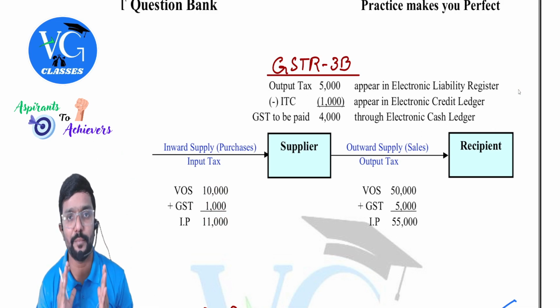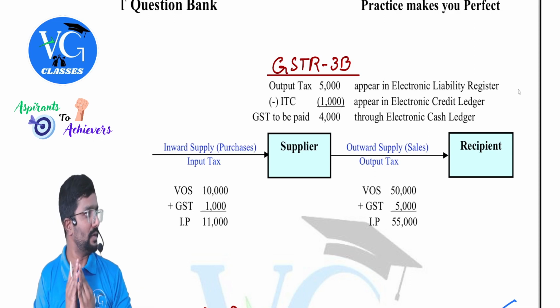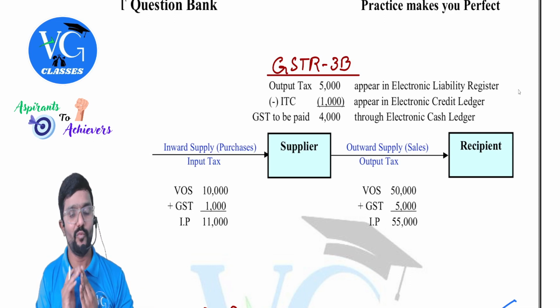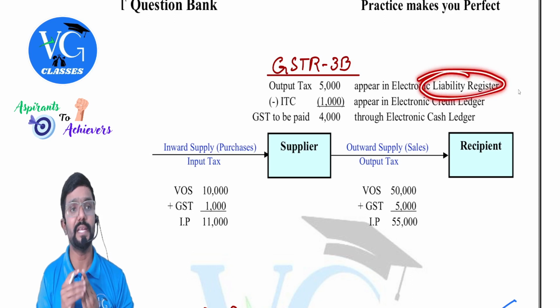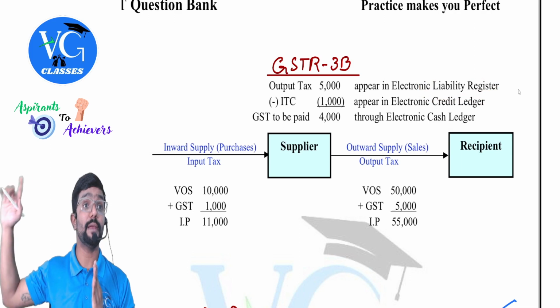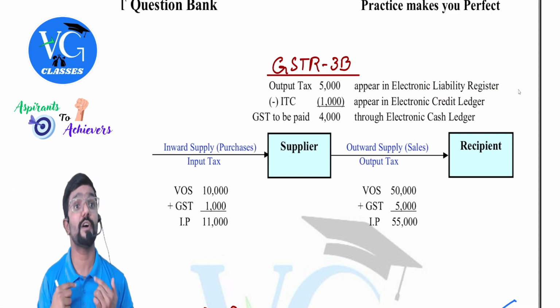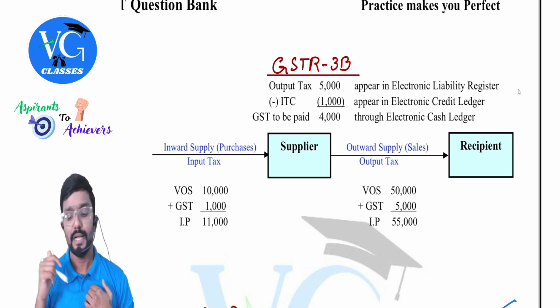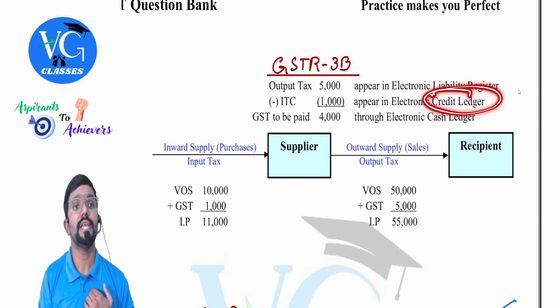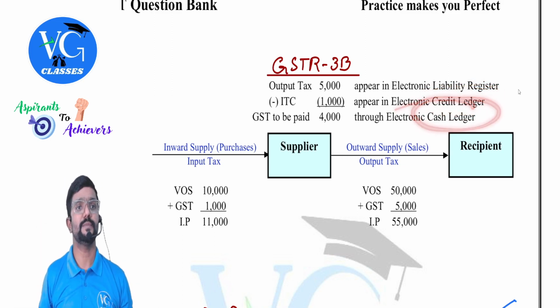Hope you understood. I repeat. For my outward supply, I will file GSTR 1. As per GSTR 1, whatever is my output tax, where will it appear, guys? Liability register. Okay, sir. Now for my inward supply, my supplier will file GSTR 1, right? For him, it was an output tax. For me, it is an input tax. And that will auto reflect to me where? In the credit ledger. Now I need to inter-adjust both and see what is the remaining to be paid.